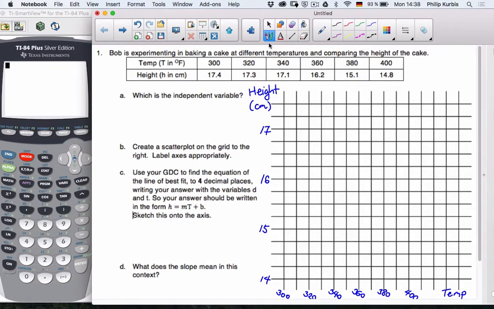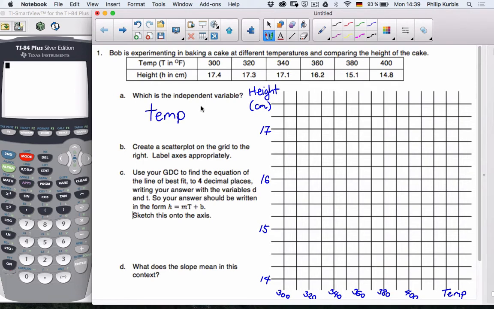Excellent. In this example, we're going to carry on with linear regression and have a look at some data about Bob, who is experimenting in baking a cake at different temperatures and comparing their heights. First of all, what do you think is the independent variable? Well, Bob's going to change the temperature, so temperature should be the independent variable. Okay. And the degrees are Fahrenheit.